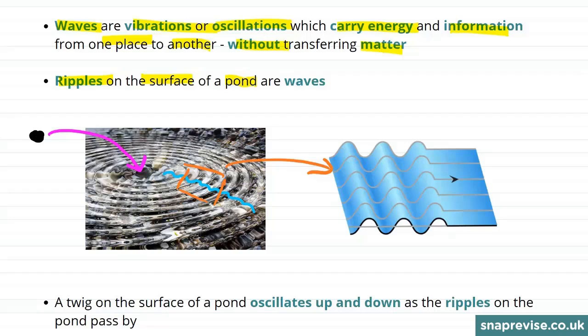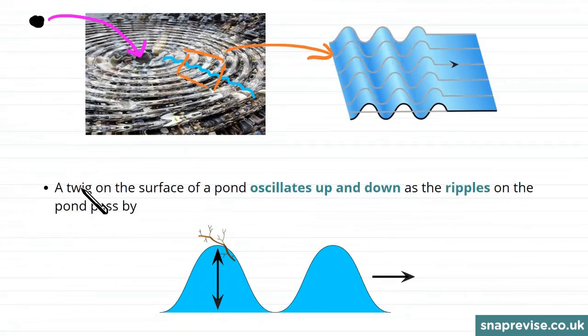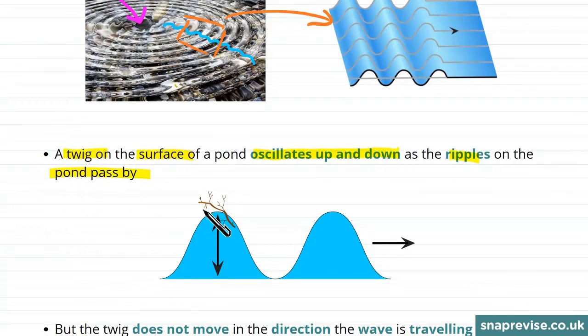First of all, let's talk about how these ripples are vibrations or oscillations. If we put a twig on the surface of the pond and then allow these ripples to go through, then we would see that the twig oscillated up and down as the ripples on the pond passed by. So here is a twig on the surface, and it turns out that if you actually recreated the situation in real life, you put a twig on a pond and then you lobbed in a pebble next to it so that the waves went through where the twig was, you would find that this twig just goes up and down.